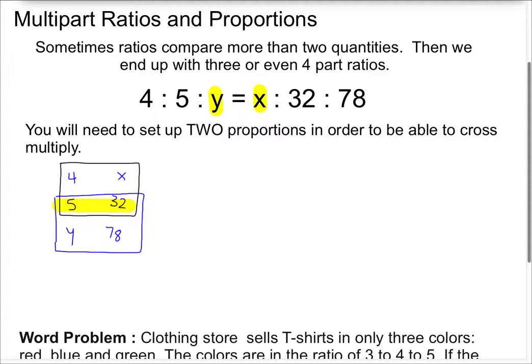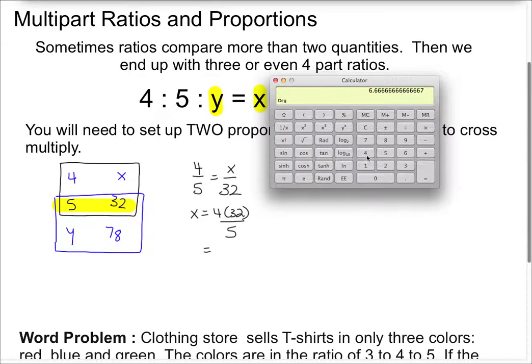How do I turn those into ratios? Well, just like this. We are going to do 4 over 5 and x over 32. That's the black one. 4 over 5 equals x over 32. Once you've got that written as a 2-part ratio, this is just cross multiplying. We're going to cross this way and divide by this one. So x is going to equal 4 times 32 divided by 5. Let's pull up my handy dandy calculator. 4 times 32 divided by 5 equals 25.6.